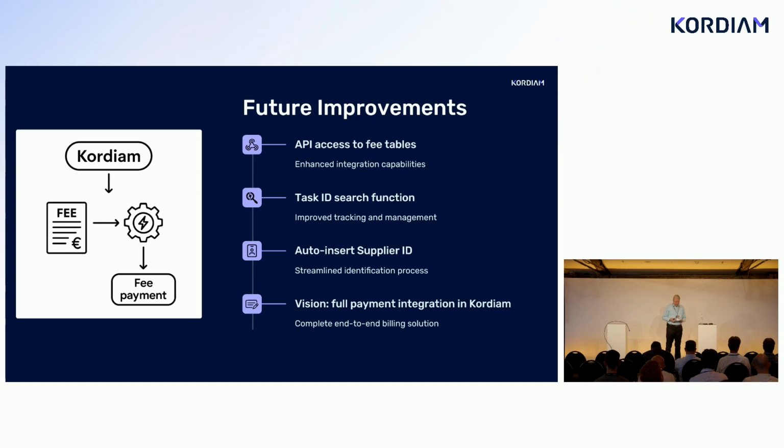So, future improvements. We see all these, and there are at least 4 more examples, more elaborate or easier. The easiest example is still the lady in the editor-in-chief's office who puts everything by hand into an Excel. That's not what we're talking about. We're talking about API access for fee tables. We would like to make these task IDs a search function, which is already in work, by the way. We would like to auto-insert the supplier ID for all the identification processes.